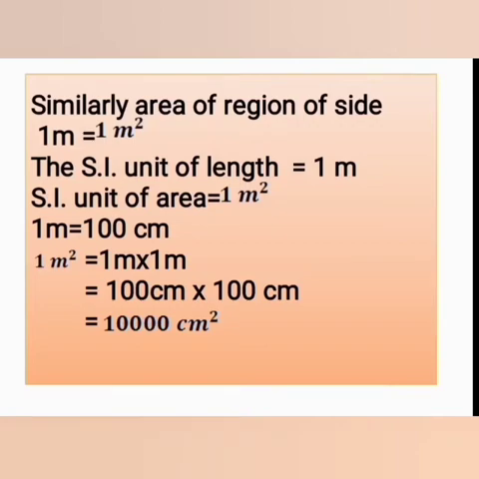Similarly, the area of a square region of side 1 meter is equal to 1 meter square. The SI unit of length is 1 meter and the SI unit of area is 1 meter square, that is 1 square meter. 1 meter is equal to 100 centimeter. Therefore, 1 meter square is equal to 1 meter multiplied by 1 meter. That means 100 centimeter multiplied by 100 centimeter is equal to 10,000 centimeter square. For larger areas, especially of land, we use units like acre and hectare.